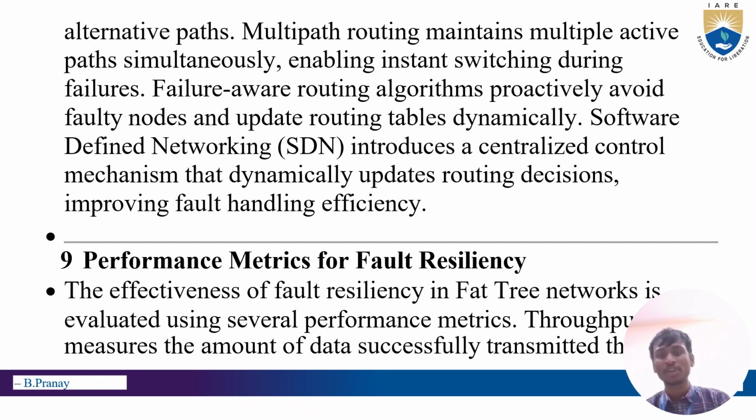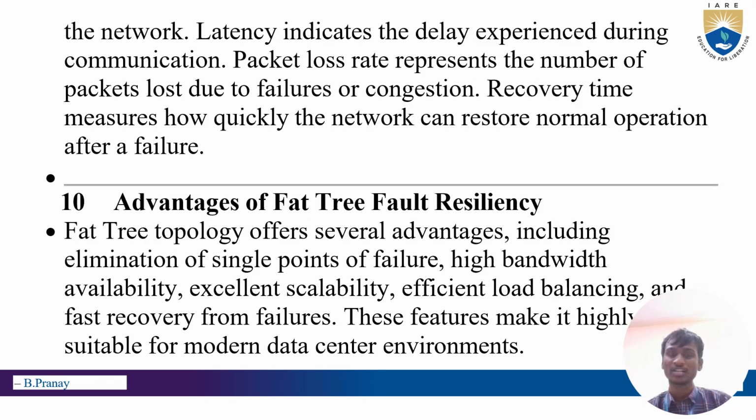Performance metrics for fault resiliency. The effectiveness of fault resiliency in fat tree networks is evaluated using several performance metrics. Throughput measures the amount of data successfully transmitted through the network. Latency indicates the delay experienced in communication. Next, packet loss rate represents the number of packets lost due to failures or congestion. Recovery time measures how quickly the network can restore normal operation after failure.